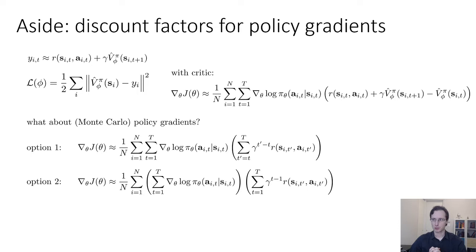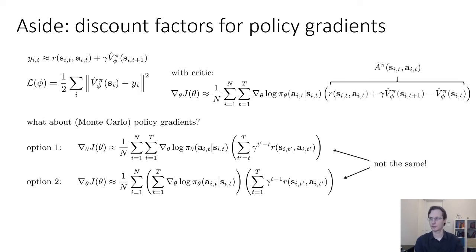So we'll come back to this question shortly, but to help us think about how these options compare, let's write out, just for completeness, what we would get if we had a critic. With a critic, this is the gradient that we would get. We have the current reward plus gamma times the next value minus the current value. And that's our approximate advantage. So option 1 and option 2 are not the same. In fact, option 1 matches the critic version, with the exception that we have a single sample estimator.